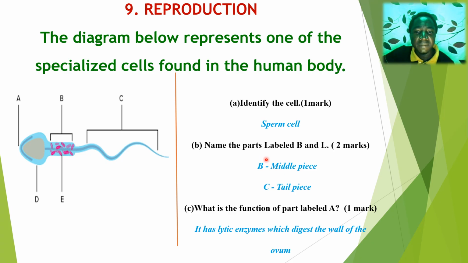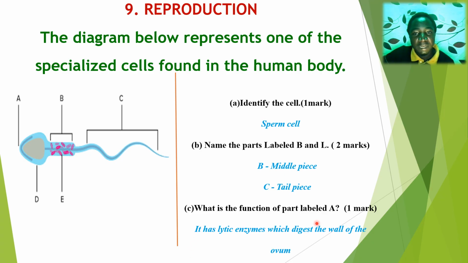B. Name the parts labeled B and C. Part B, which is the neck region, is known as the middle piece. And then part C is known as the tail piece, or rather the tail.